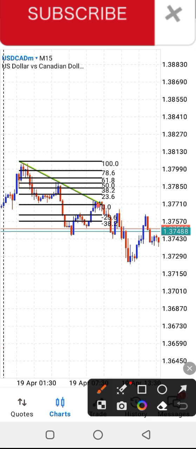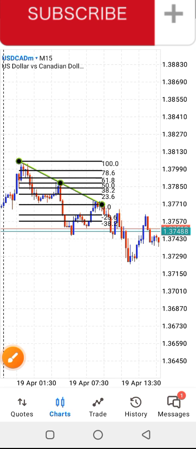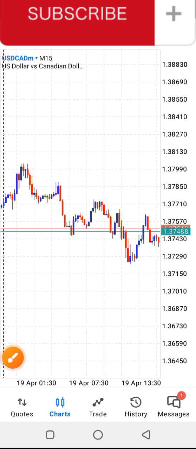This is where my 0 is. All of these other values, minus 23.6, minus 38, those ones are extensions. Okay, I extended my Fibonacci so I can have other profit targets. You can even have minus 50% if you want. So assuming you even missed that, since you are trading with the dominant trend, the market will move in your direction in a crazy manner.